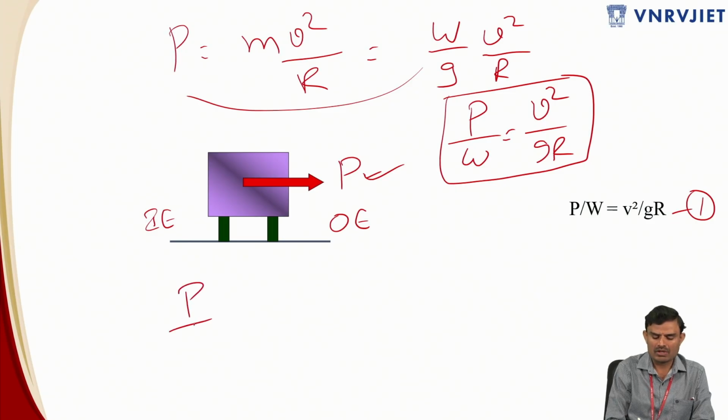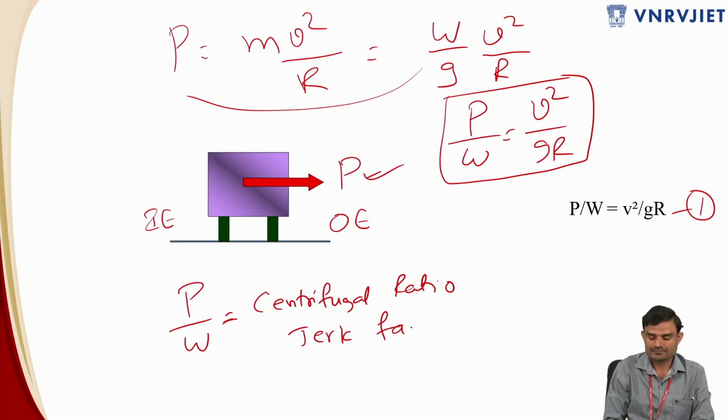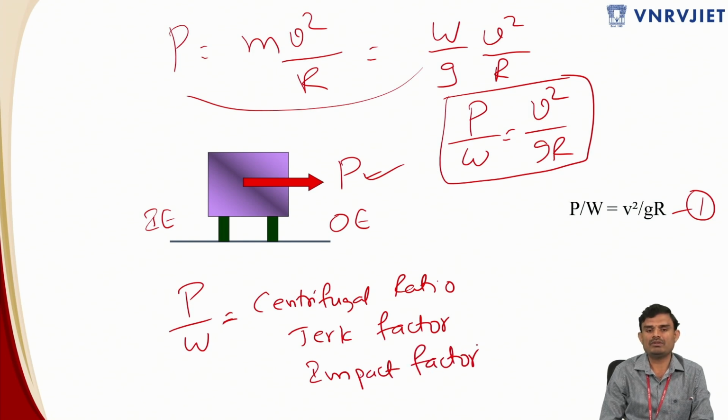That this P by W over here is very important. So there is a different naming for this. That is nothing but centrifugal ratio. This is said to be centrifugal ratio. It is also called as jerk factor, or this is also called as impact factor. So there are different names for this P by W, which is nothing but the centrifugal ratio, or jerk factor, or impact factor. P by W is called impact factor or jerk factor, the value of which is going to be equal to V square by GR. So this is regarding equation 1.